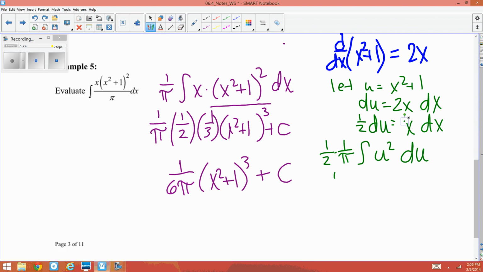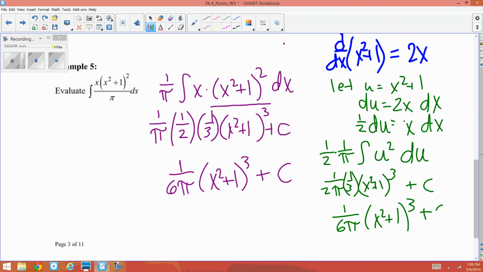Okay, add 1 to the power. I'll put that there. So I'm going to add 1 to the power, divide by the new power, and instead of writing u, now I just fill it back in with x squared plus 1. So we get 1/6 pi x squared plus 1 cubed plus c.